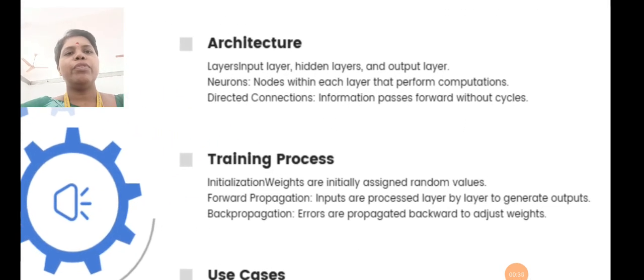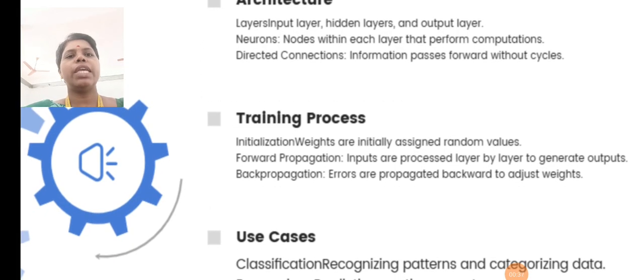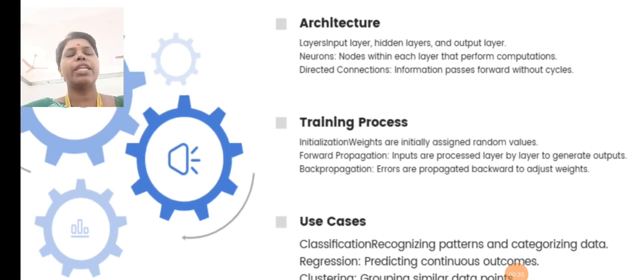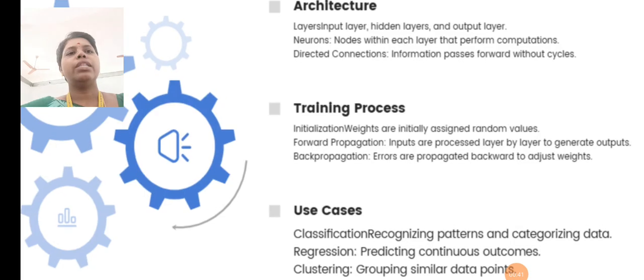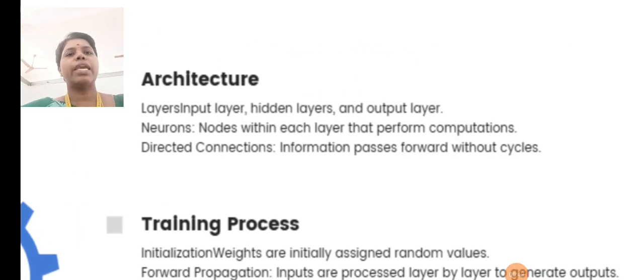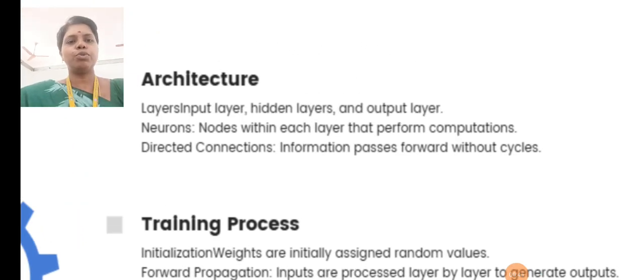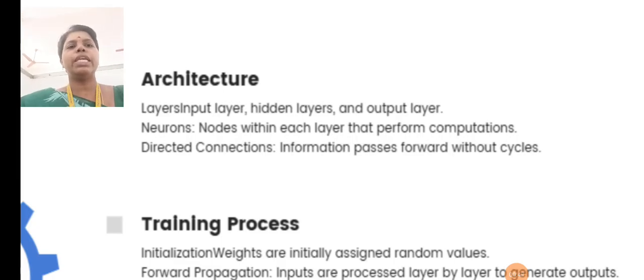Coming to the feed forward neural network, we have three categories: architecture, training process, and use cases. In the architecture we have the layers like input layer, hidden layer, and output layer. And neurons, what is the purpose of neurons? A node within each layer that performs computations. Okay, so that is the purpose of neurons in this architecture. And directed connections, information passes forward without cycles.